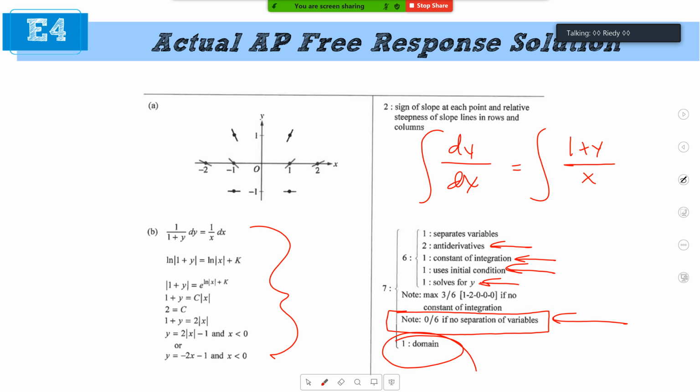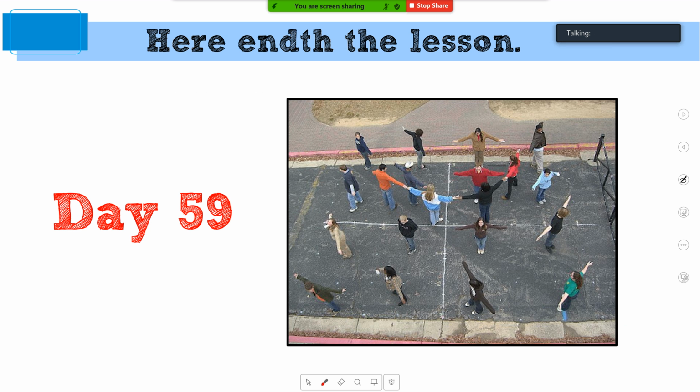Okay, questions? Why did they do natural log of both sides instead of the antiderivative? They didn't. They did the antiderivative. The antiderivative of 1 over x is the natural log of x. The antiderivative of 1 over 1 plus y is the natural log of the absolute value of 1 plus y. Those are the antiderivatives here. What you don't see is that they then did this trick to get down to the next step, because e to the natural log of anything is itself. Okay. We're all done.